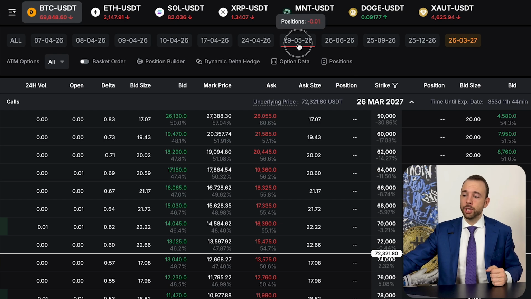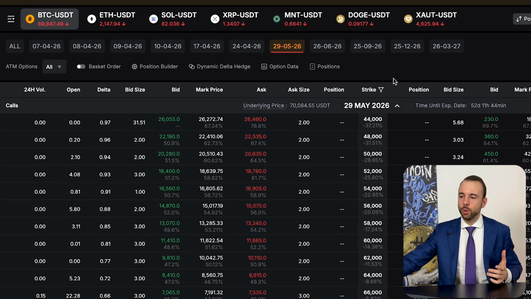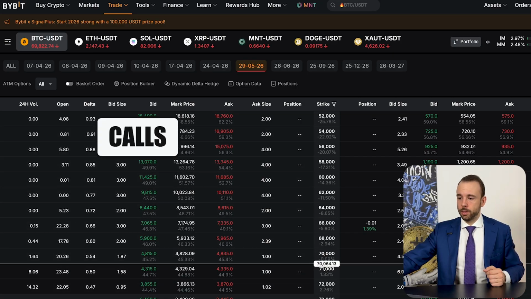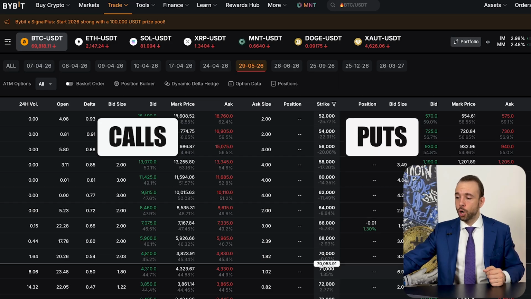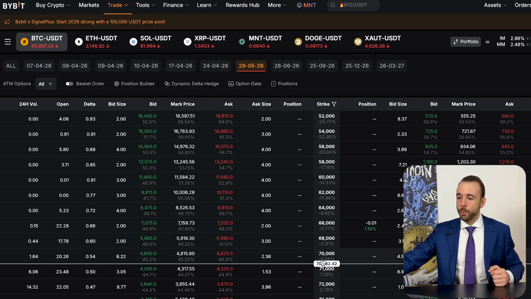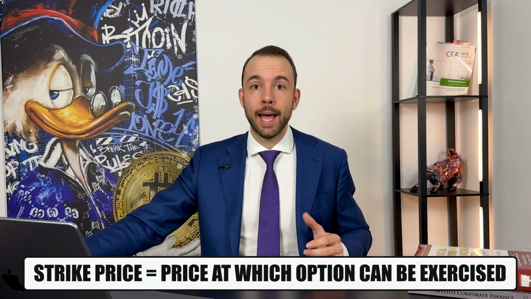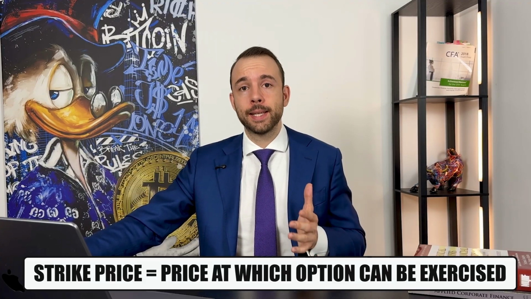And after the expiration date is selected, we have to take a look at the calls and puts. On the left side of the option chain, you can find all the call options. And on the right side of the option chain, you can find all the put options. And in the middle of the option chain, you can find all the strike prices. And don't worry, this is not as scary as it looks, and you will see that right now. The strike price is a fixed price at which the option can be exercised. And let me show you with an example what it exactly means.